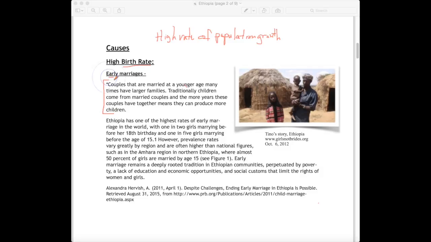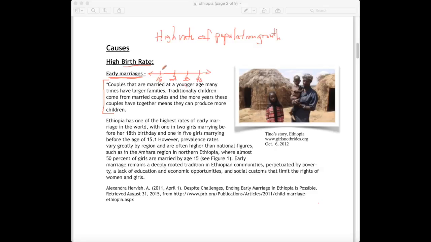The first cause for us is early marriages. When couples, when a husband and wife, a man and a woman get married at a younger age, they have a longer time to have more children. Traditionally, they'll have larger families because they have more time. If you think about it, if you put a woman's life on a timeline, for example, and here is maybe the age of 16, 20, 30, 40, right?